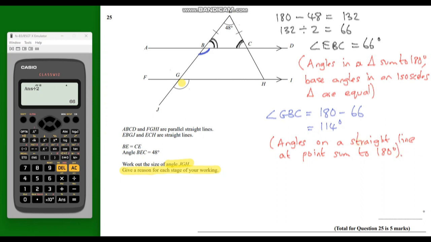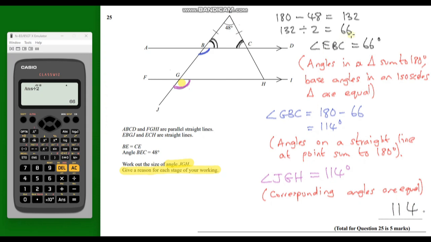Now we're on to the final stretch, because now we can calculate this angle. There's a special relationship between these two angles, and they are corresponding angles. And what I know about corresponding angles is that they are equal. So angle JGH, that's what we're trying to work out, well, that will also be equal to 114 degrees. And our reason is that corresponding angles are equal. So our answer, what we're going to put in on the answer line, is going to be 114.